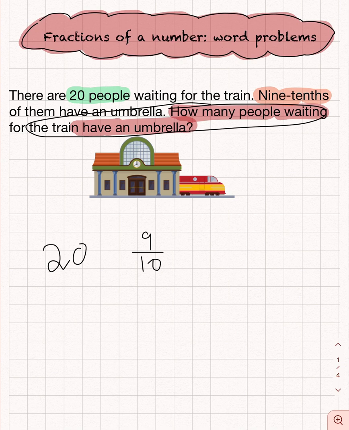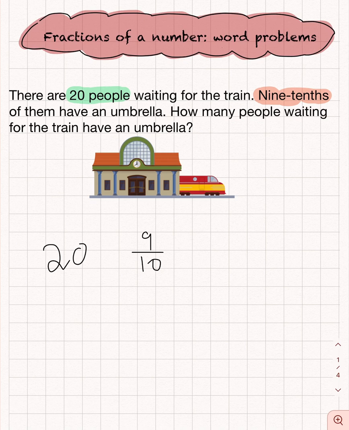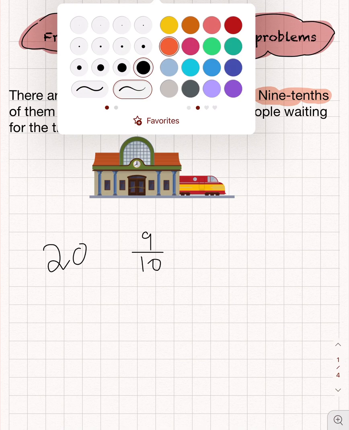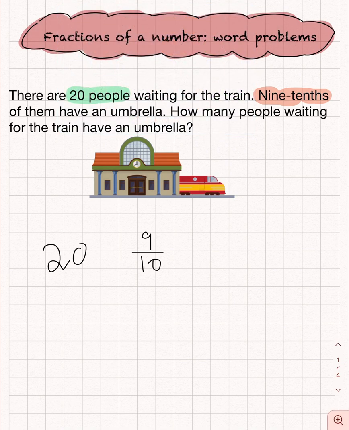The trick here is to find the math words, the key words in this word problem that tell us what kind of math we're doing. To begin with, we have the numbers 20 people and 9/10. And now we need to figure out what is the math word in this number sentence that's going to give us a clue. Now it says 9/10 of them have an umbrella. Anytime that we're using that word of, that's a clue that we're going to do multiplication.